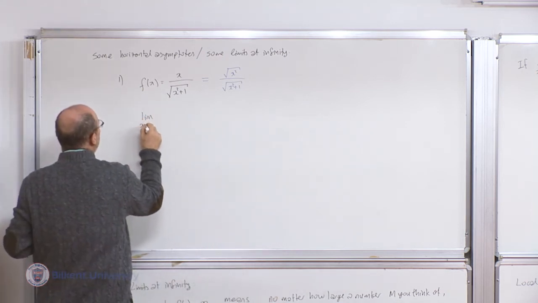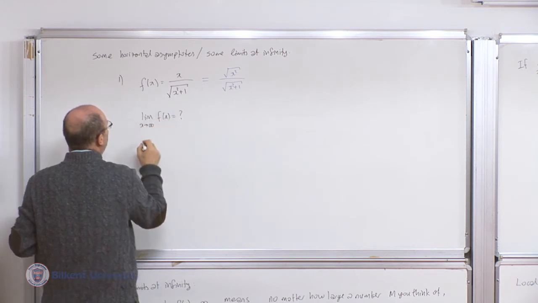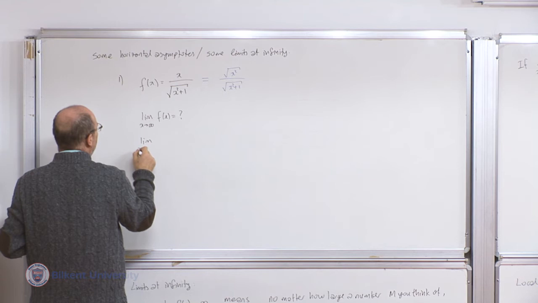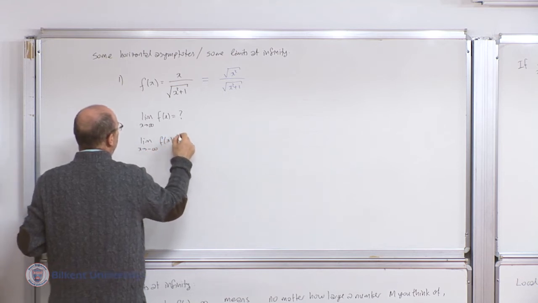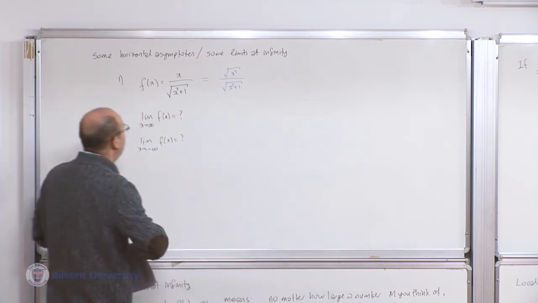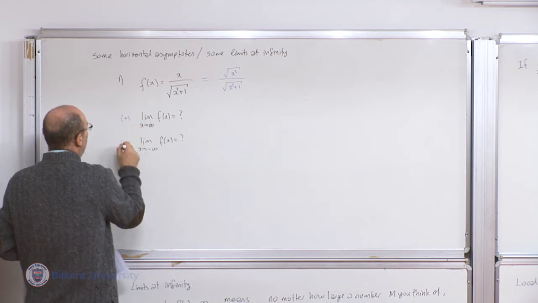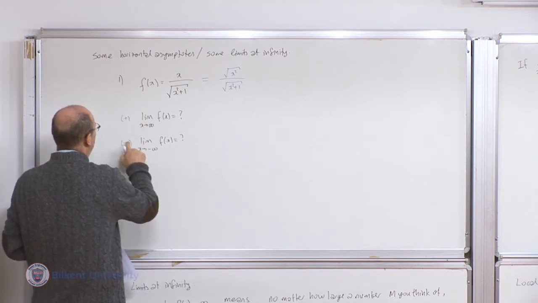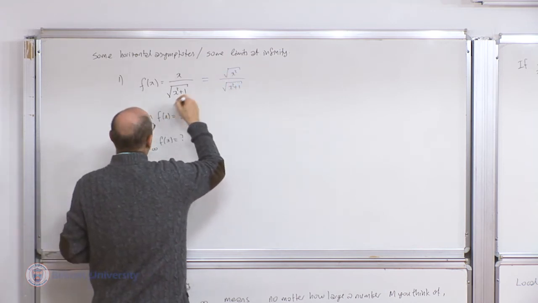Okay, so the question here was this: the limit as x goes to infinity of f of x is what? We can also do this: the limit as x goes to minus infinity of f of x is what? So here there is a choice. This goes to plus infinity. This goes to minus infinity. Okay. So the sign here will be according to this.